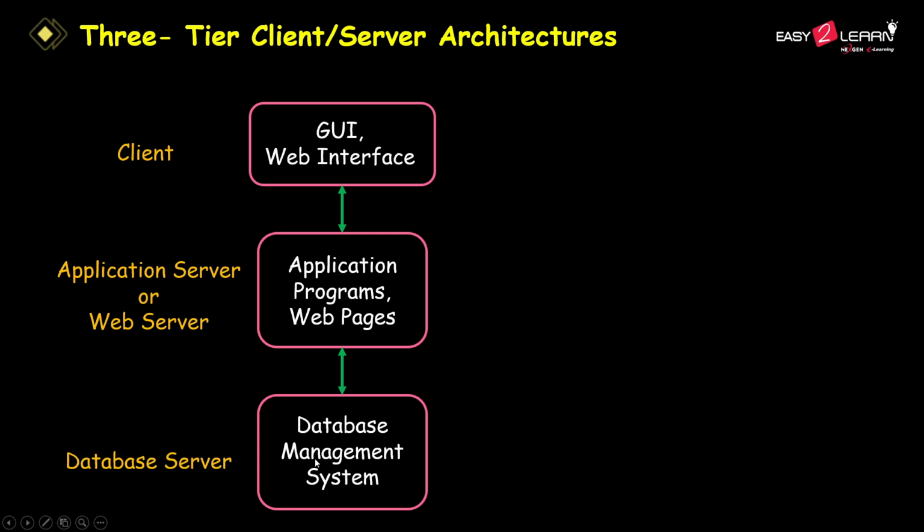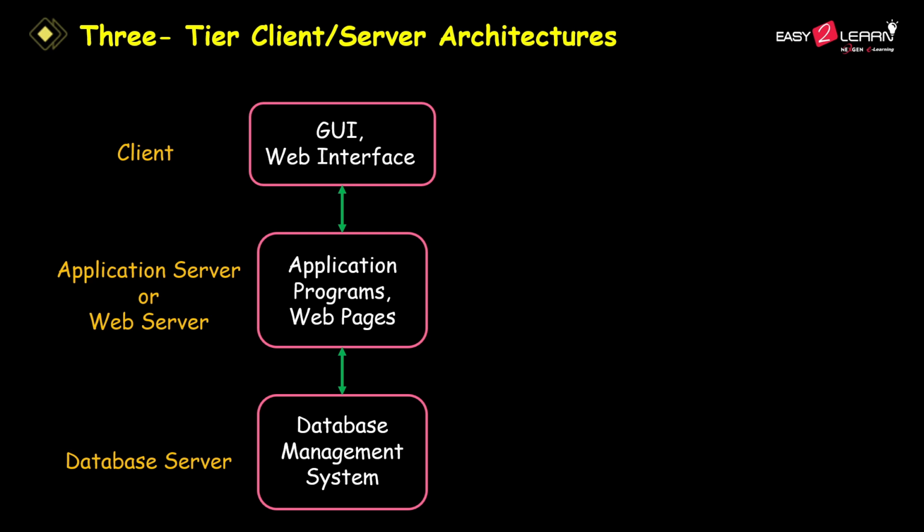The next one is the database tier, or we can call it the data tier, that is the third tier. This is where the actual database management system resides. It stores and retrieves data, ensuring the information remains secure and organized.